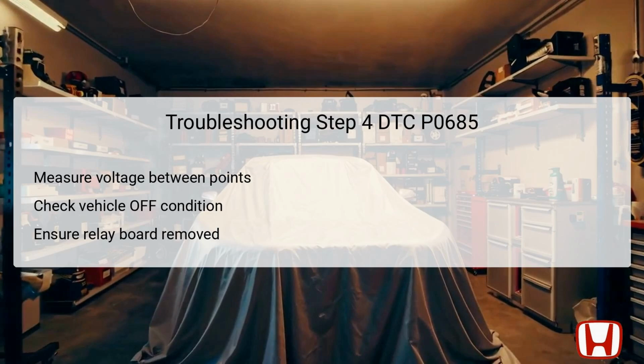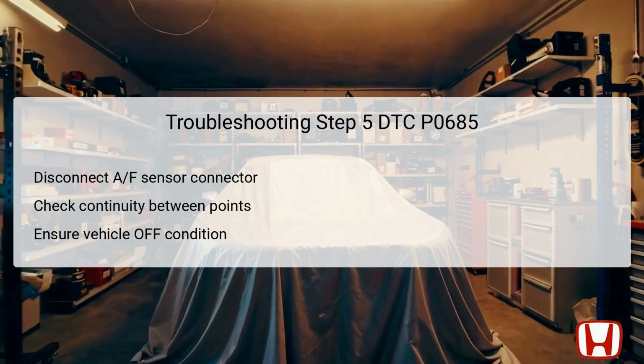If battery voltage is detected, it confirms that the +B dBW wire is functional, allowing you to proceed to the next step. Conversely, no voltage indicates an open circuit in the +B dBW wire, necessitating repair of this wire between the relay circuit board and the A9 fuse.